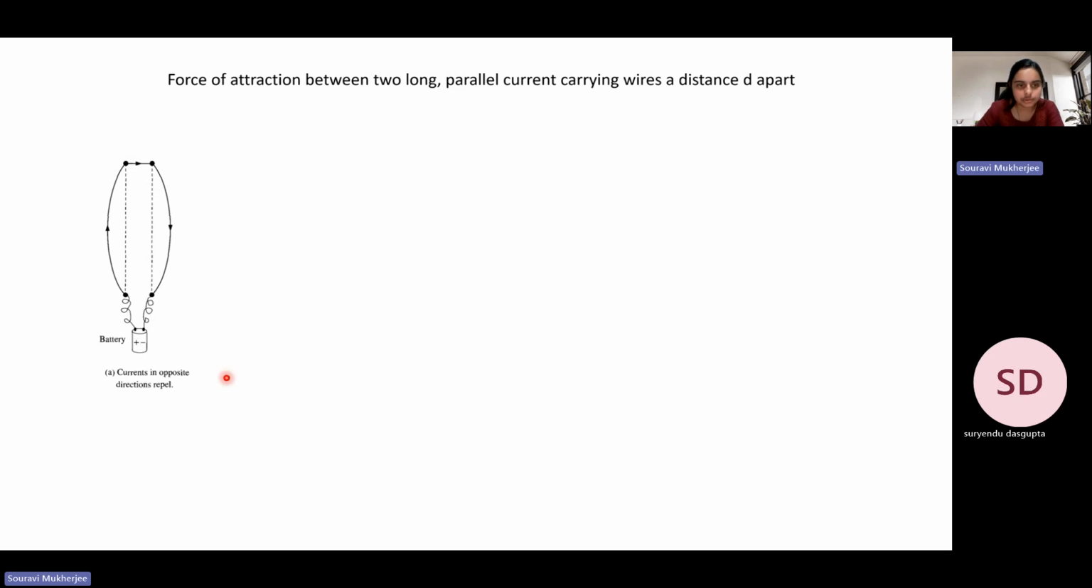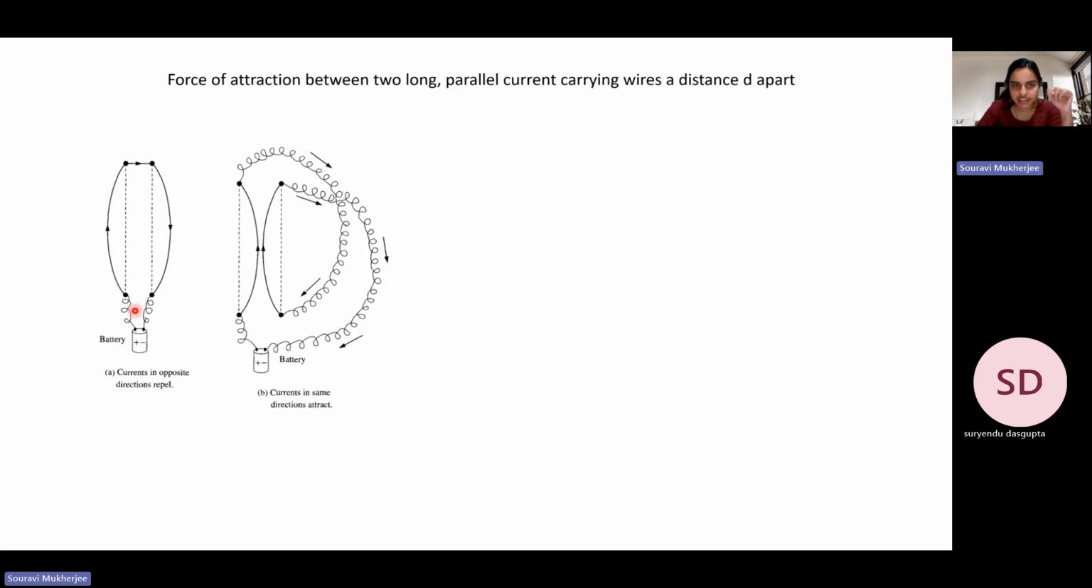So it was seen that when you have a current loop like this, when you have currents flowing in opposite directions, like if you have such wires, they were seen to repel each other. Okay, while if you had currents flowing in the same direction, it was seen that they attract. So how can we understand this, right?